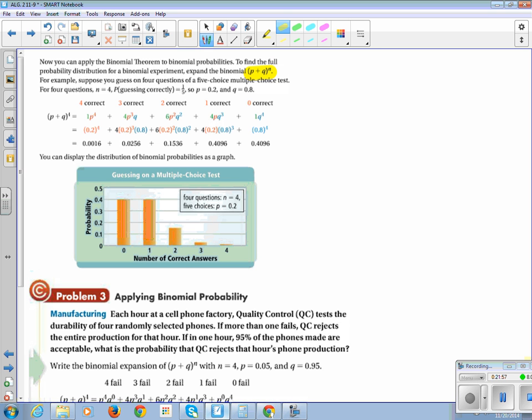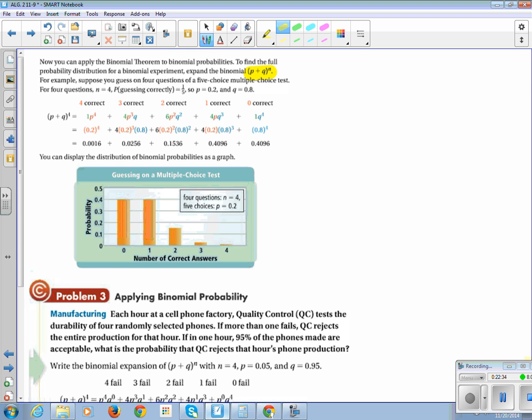For example, suppose you guess on 4 questions of a 5-choice multiple choice test. For 4 questions, n is equal to 4, that's our number of trials. Probability of guessing correctly is 1 out of 5, because there's 5, A through E. So the probability, 1 divided by 5 is 0.2, so the probability of success is 0.2, which means the probability of failure is 0.8.